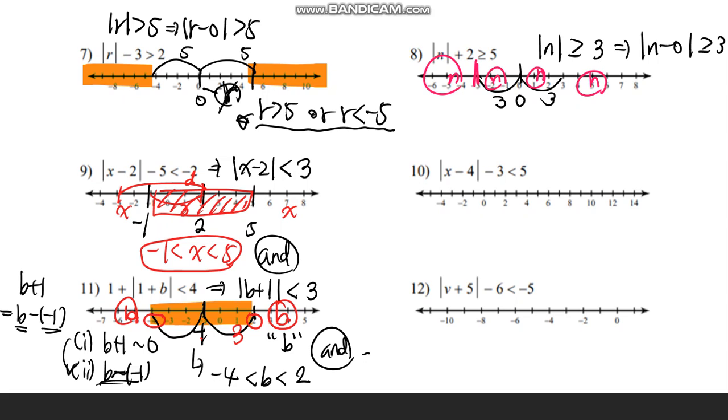At this point, I think you guys are experts at this, so I hope you guys are. n should be greater than or equal to 3, or n should be less than or equal to -3.